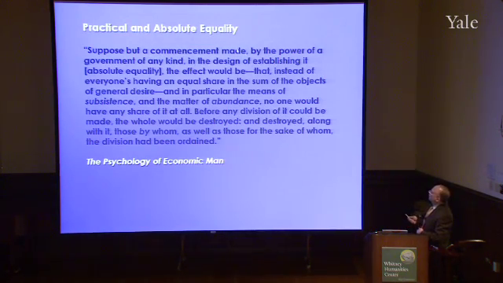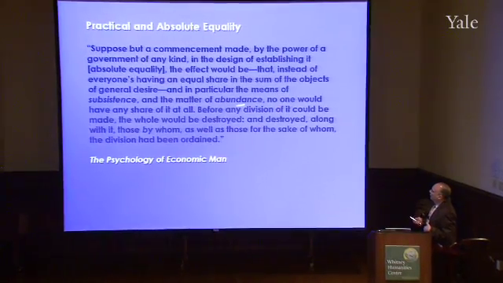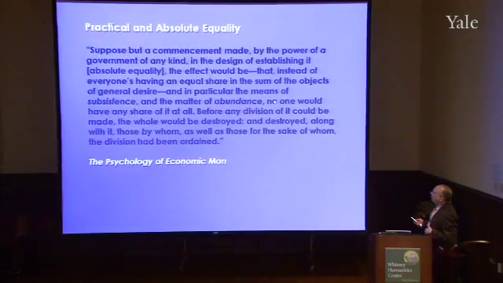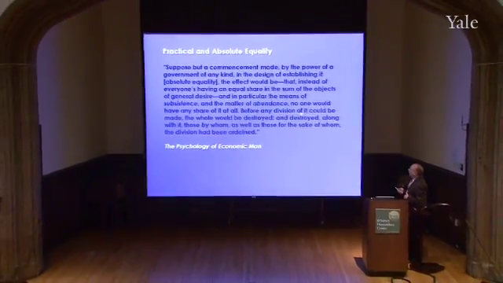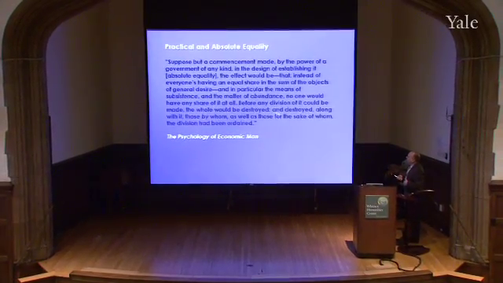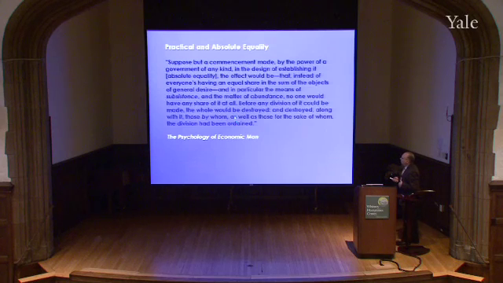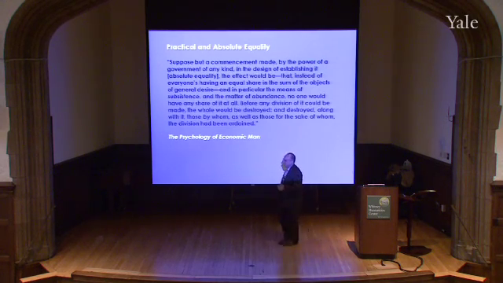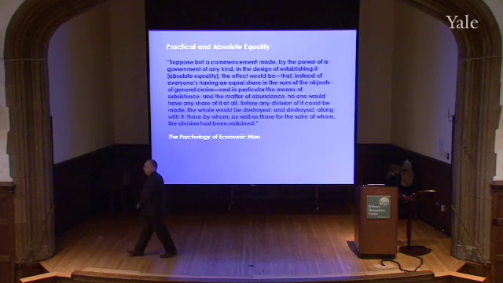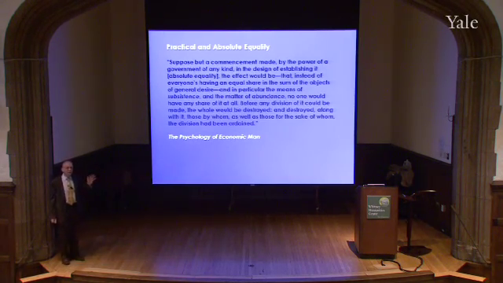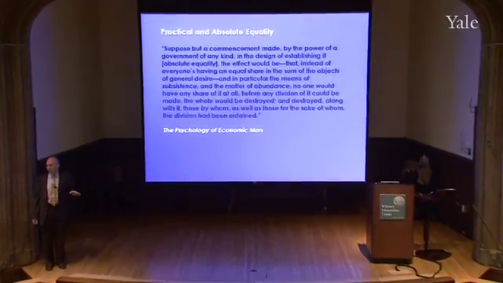He says, suppose but a commencement be made by the empowerment of a government of any kind in the design of establishing absolute equality, that's redistributing to equality, the effect would be that instead of everyone's having an equal share in the sum of the objects of general desire, and in particular the means of subsistence and the matter of abundance, no one would have any share of it at all. Before any division of it could be made, the whole would be destroyed, and destroyed along with it by those by whom, as well as those for the sake of whom, the division had been ordained. He's basically saying, if you want to reduce that to a bumper sticker, the rich will burn their crops before giving them to the poor.